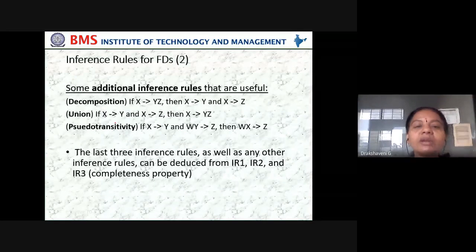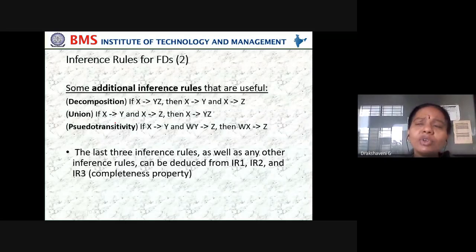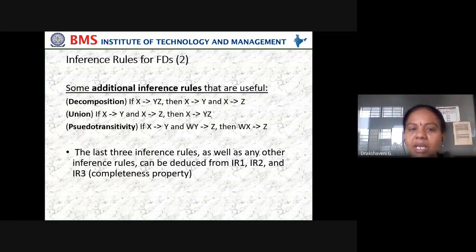Now I want to combine both. Now I have USN functionally dependent on name, and USN functionally dependent on DBMS marks. Then can I not combine both and just write USN determines name and DBMS marks? Yes, I can write that. That is what is called a union.